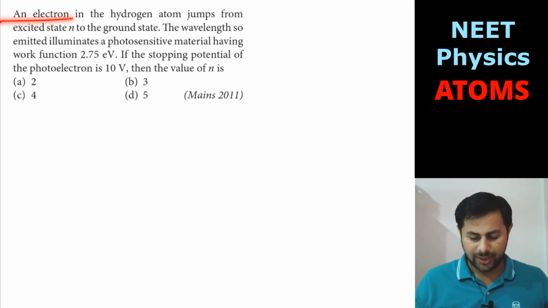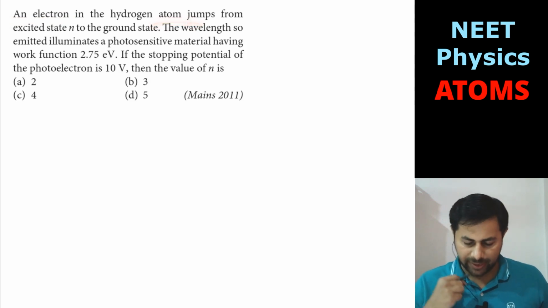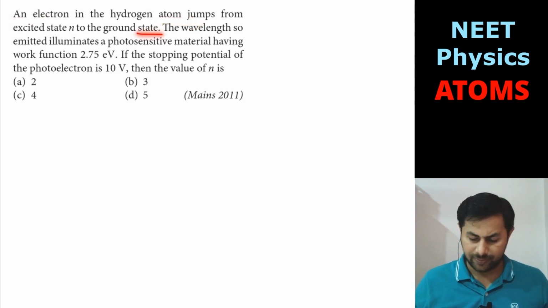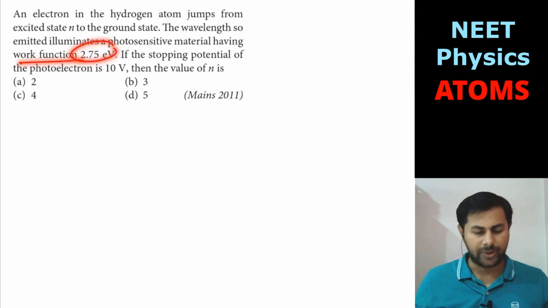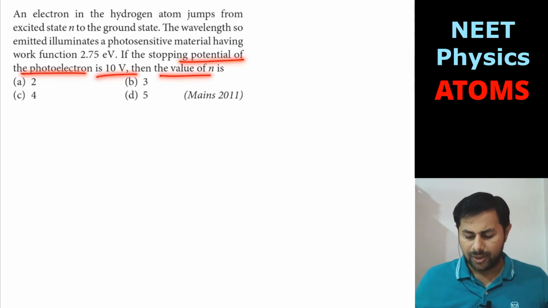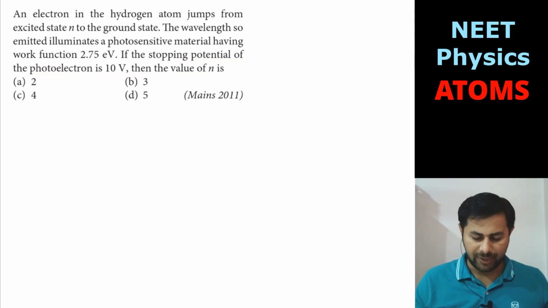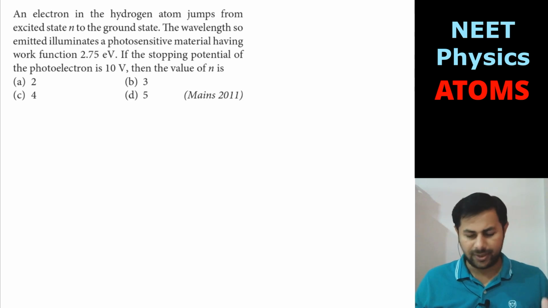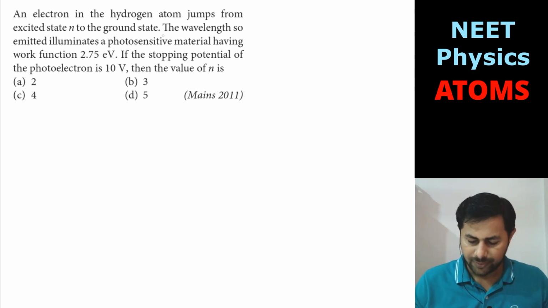An electron in the hydrogen atom jumps from excited state N to ground state. The wavelength so emitted illuminates a photosensitive material having work function of 2.75 electron volts. If the stopping potential of the photoelectron is 10 volts, then the value of N is. So what's happening here? Again, it's a similar question. An electron in hydrogen atom jumps from excited state N to the ground state.